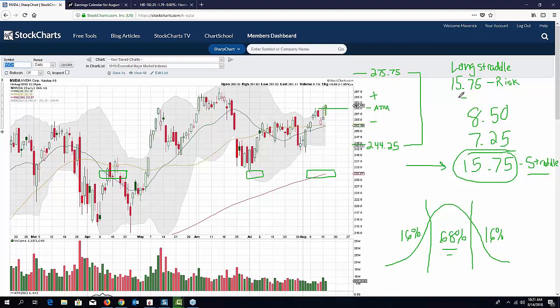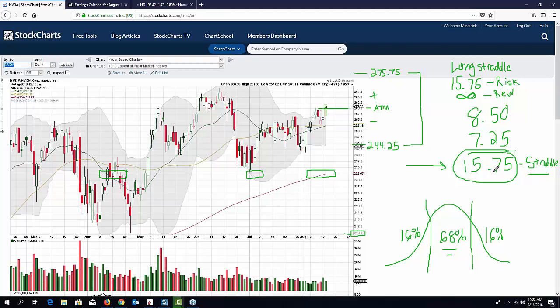Now let's talk about reward. Well, reward is unlimited. It's infinite. And forgive my infinite symbol here, but anyway, it's undefined, right? Imagine we wake up and Nvidia is trading at $210 per share. Well, if that were to happen, the calls are toast, right? We lose the $8.50, but who cares? Our puts that we paid $7.25 for, they're a 260 put, stock's at 210, they're worth $50. You paid $15.75 for the trade, and it's now trading at $50 of value.